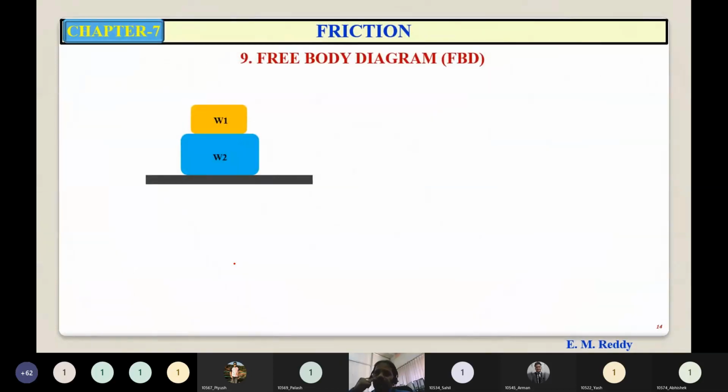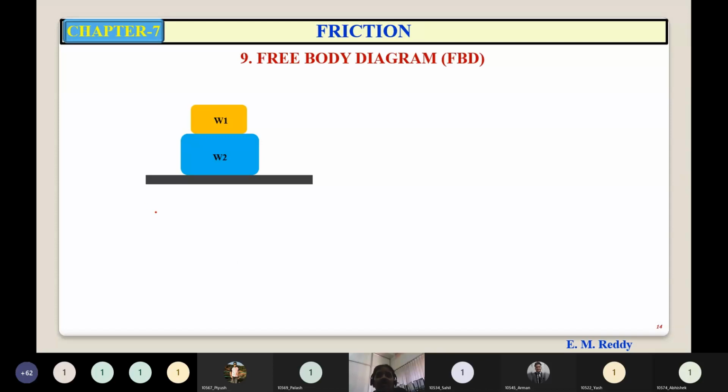Next, free body diagram. So many times we have used this term, free body diagram. So what do you mean by free body diagram? See, free body diagram is the diagram of the body under consideration of equilibrium, which is free, which is isolated from the system, showing all the forces acting on the body.